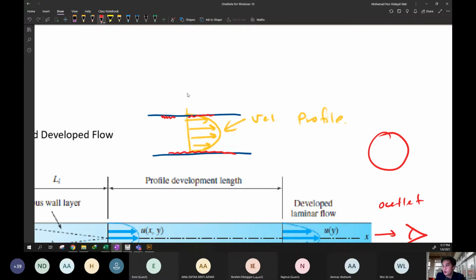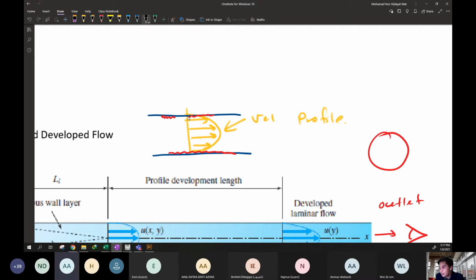Okay, this wall friction will cause the water flow to be like this. This is what we call a velocity profile. Okay, why is this happening? Okay, let me show you.